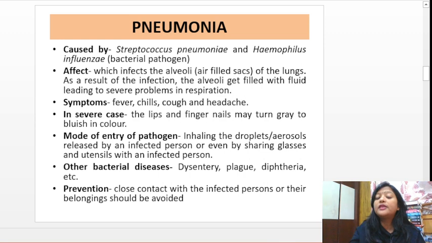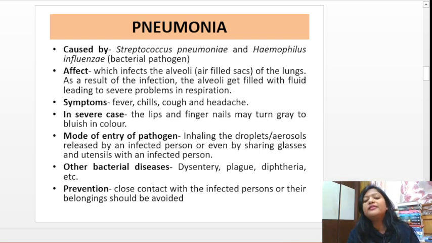Suppose you are using anything that person has used, for example, drinking from the same glass, using the same utensil. Also if that person has sneezed and you have inhaled that droplet, you will get that disease. Some other diseases that occur are dysentery, plague, diphtheria and so on.